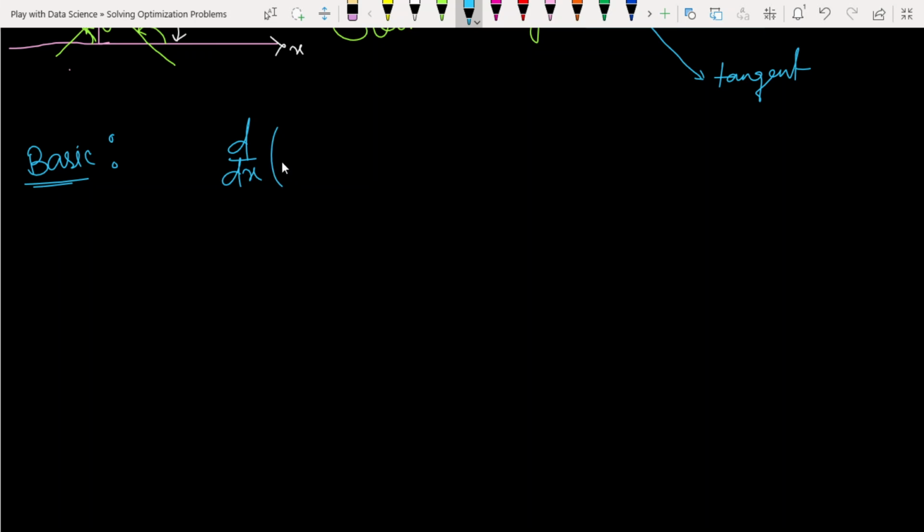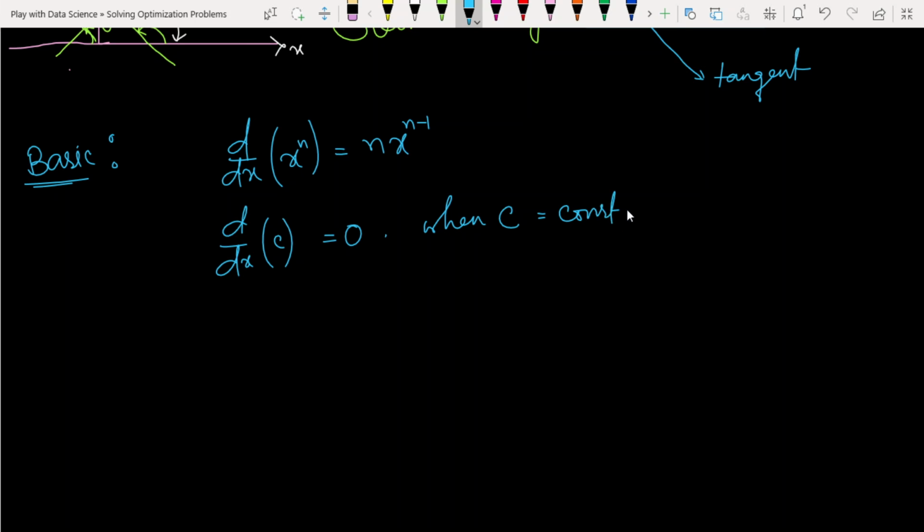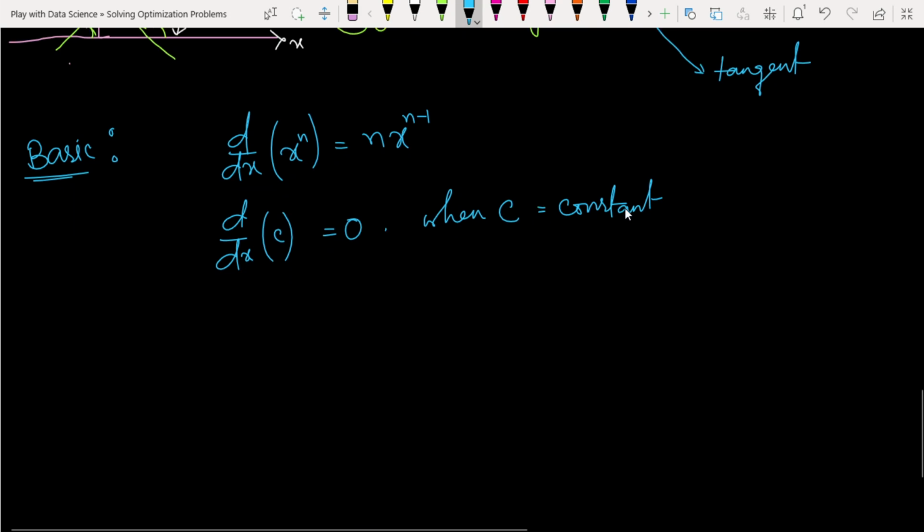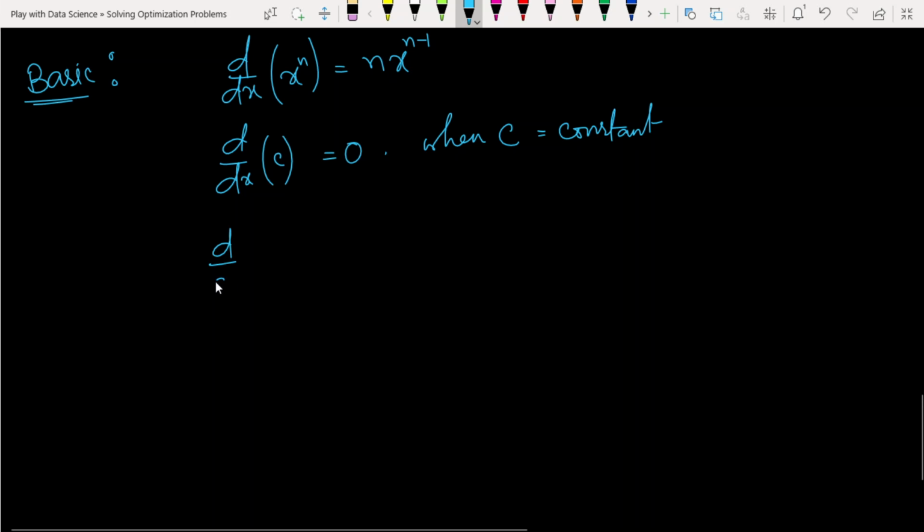So simple differentiation: the differentiation of x to the power n will be what? n times x to the power n minus 1. Differentiation of a constant will be what? 0, when c is equal to a constant. Differentiation of c times x to the power n will be what? c n times x to the power n minus 1.